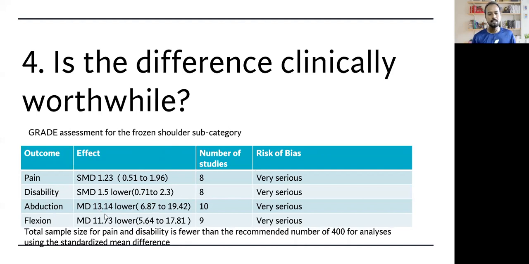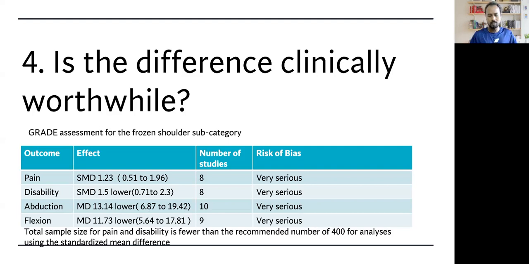That is 13 degrees and 11 degrees improvement is what we get. And again, I would like to bring your attention to the confidence interval, which is more important, because the confidence interval is the estimate of effect in a population. That is, in our patient, what we are likely to get. It may range from 6 degrees to 90 degrees, and the flexion may range from 5 degrees to 17 degrees.